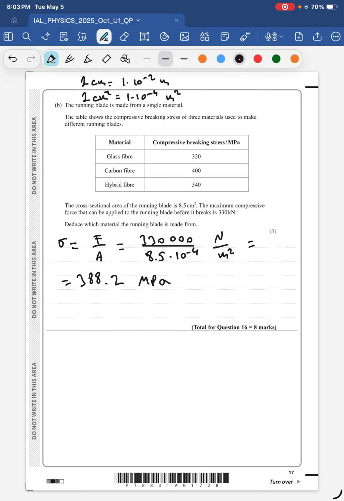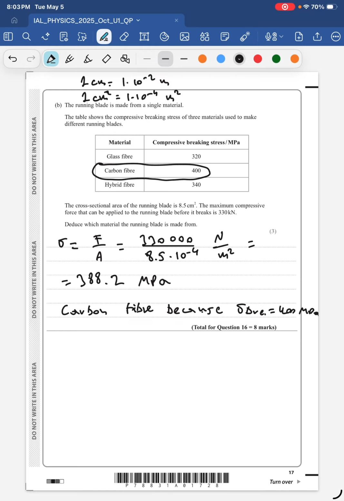388.2 megapascals. So the only material that can work from the ones that are given to us is carbon fiber, because sigma breaking is 400 megapascals, which is larger than the largest applied stress of 388.2 megapascals.